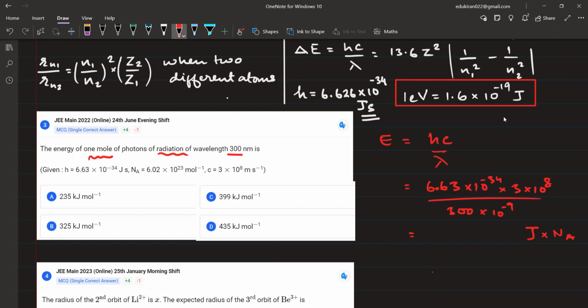Let me tell you one shortcut here. The value of h into c is approximately equal to 2 into 10 to the power minus 25. Here it is minus 34, and here you have 8. 34 minus 8 will be 26. And 6.6 into 3 is almost 20, 19 point something.